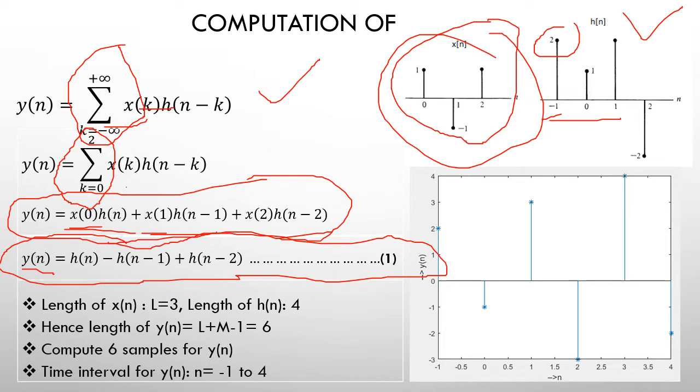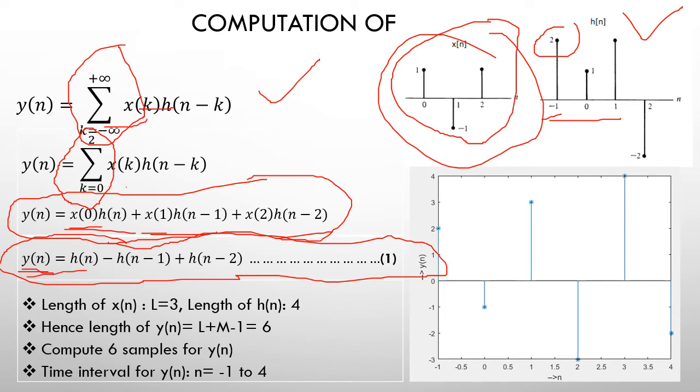Now we need to know two things about y of n. One is the length of y of n, how many samples you are supposed to compute. The second thing you should know is the time interval for y of n: the starting time instant and the ending time instant.